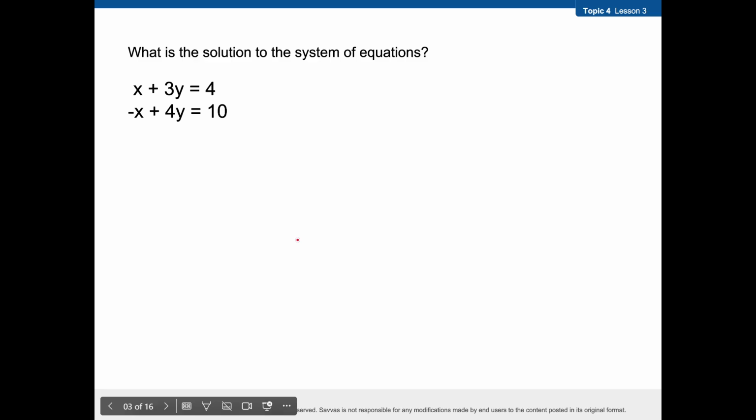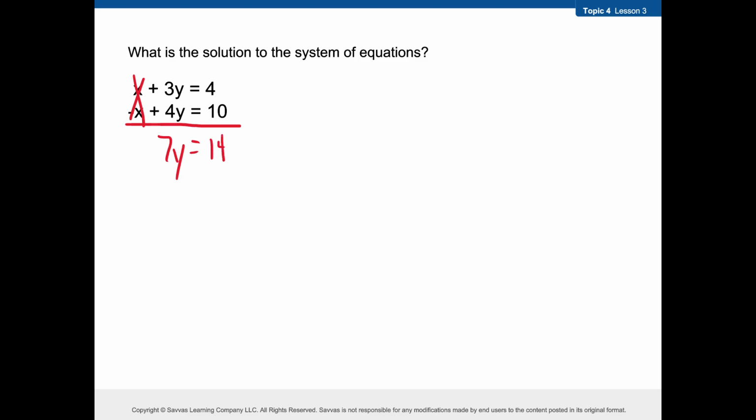Here's another example. X minus x, again, it's written in standard form. My x's and my y's are lined up on top of each other, equals my constants. My x minus x eliminates. Positive 3, positive 4, 7y, 4 added to 10, both positive, 14. Divide by 7, and my y value equals 2. My y value is my second coordinate.